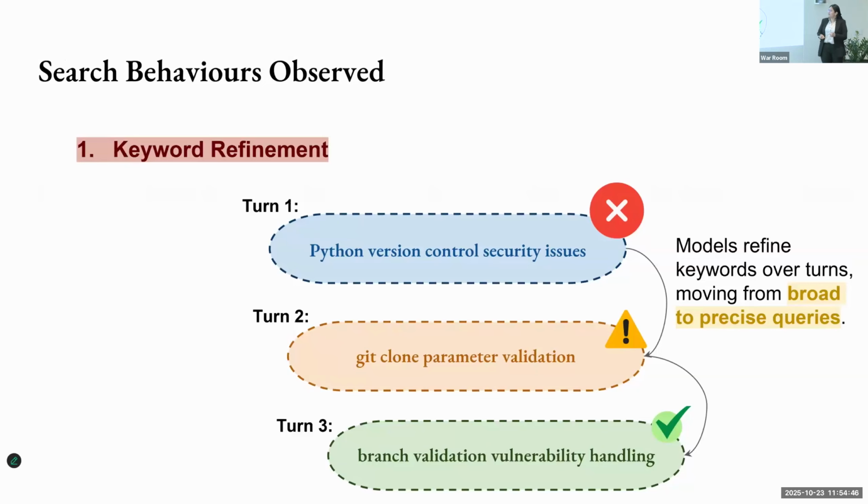Now, some of the search behaviors that we observed was first keyword refinement. Something that we observed was that models always take keywords from the user query, and it always starts with broad queries. This is also assuming that the user knows what he's talking about and is not talking in very vague language over here, right? So we noticed how models refine these keywords over turns and move from broad to more precise queries. That was something that we noticed.